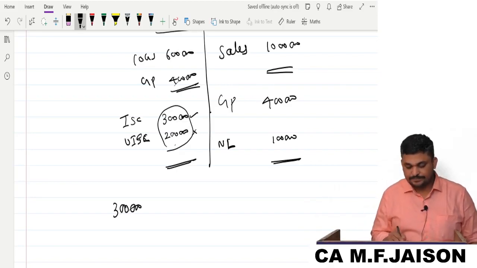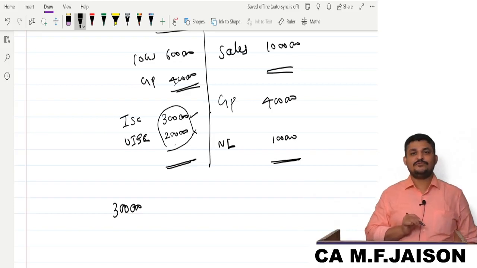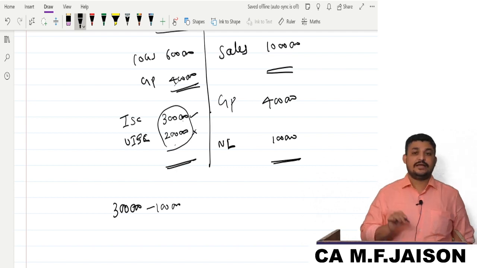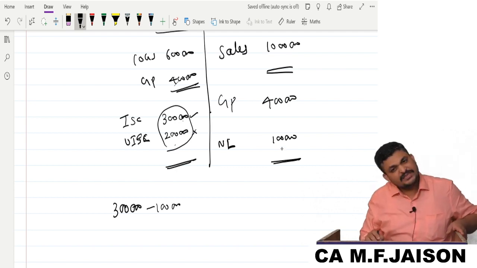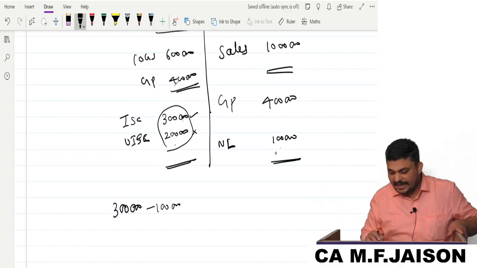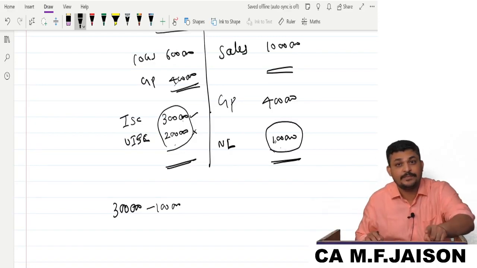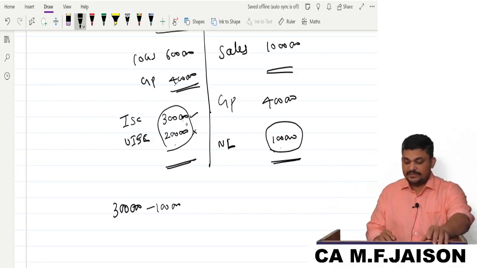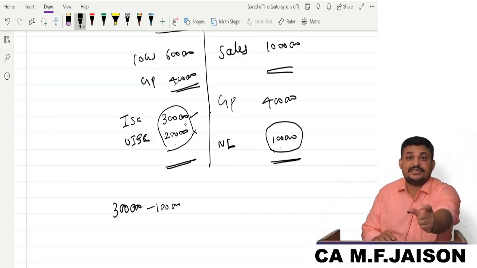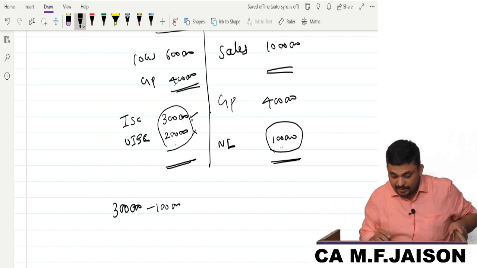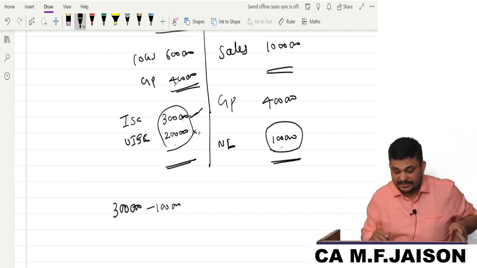3 lakhs. But the problem is that you should be knowing that I should not take 3 lakhs minus 1 lakh. Why, sir, I should not take? Because, why first of all I should deduct loss? Because anyway there is a deficit from business. This is a deficit from business, which is an under recovery of this expenditure from business. Correct? Yes.